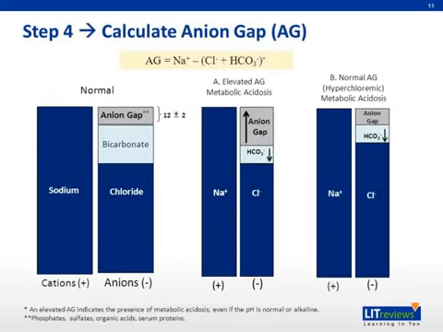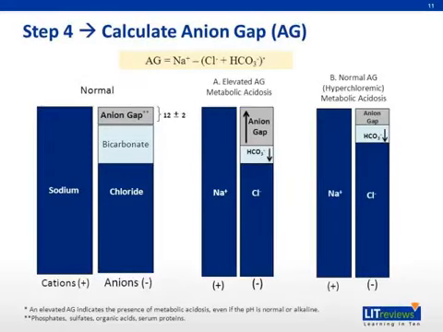Step 4. Calculate the anion gap. In our body, everything is in homeostasis. For every positively charged particle, or cation, there is a negatively charged particle, or anion, in order to maintain electron neutrality. When we obtain a chemistry panel, we are able to measure the cations and anions present in the serum.